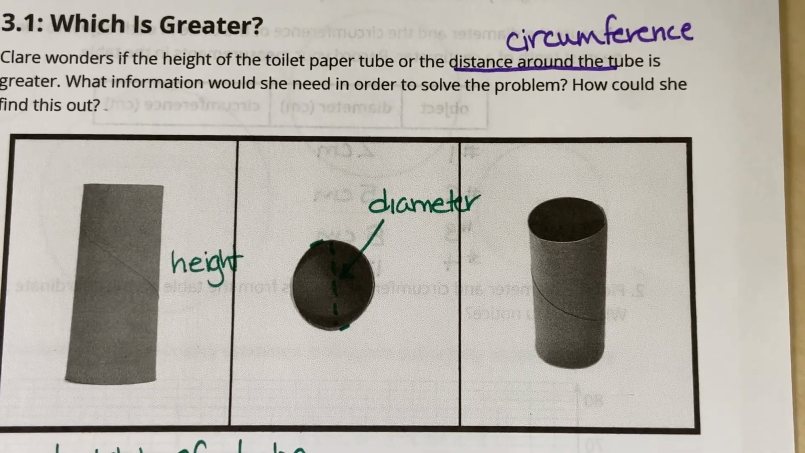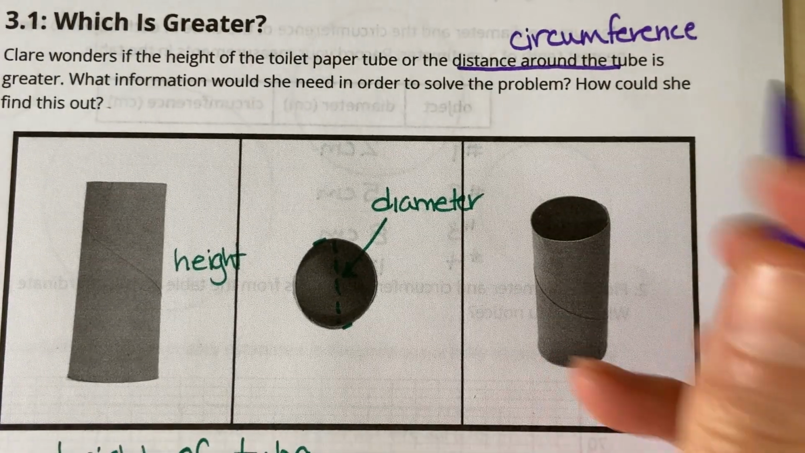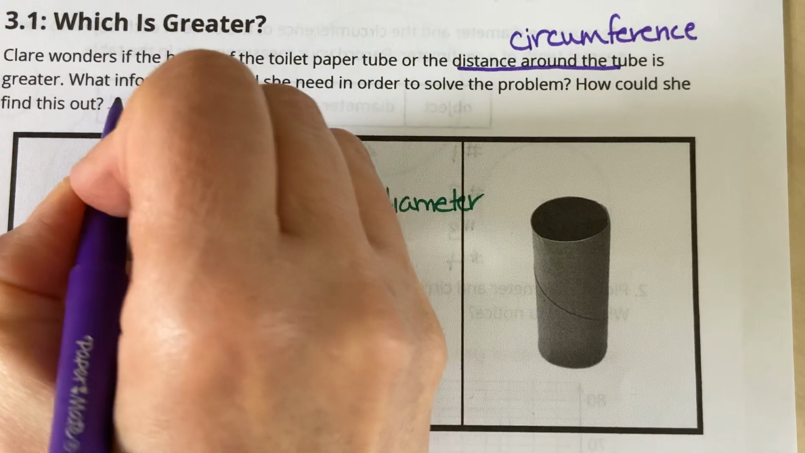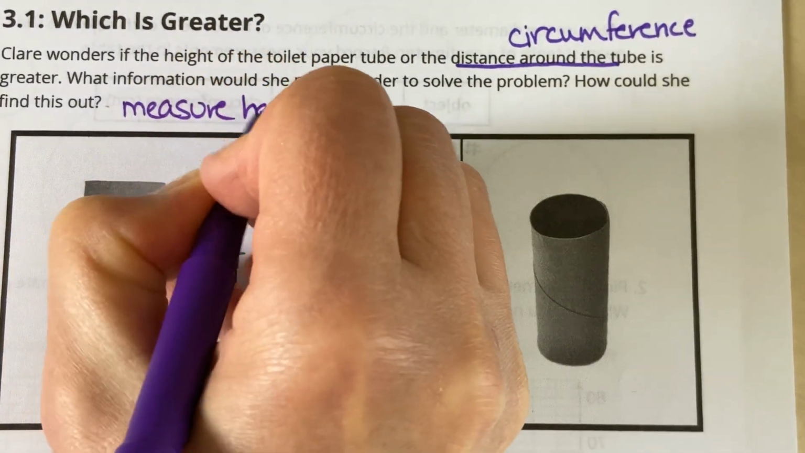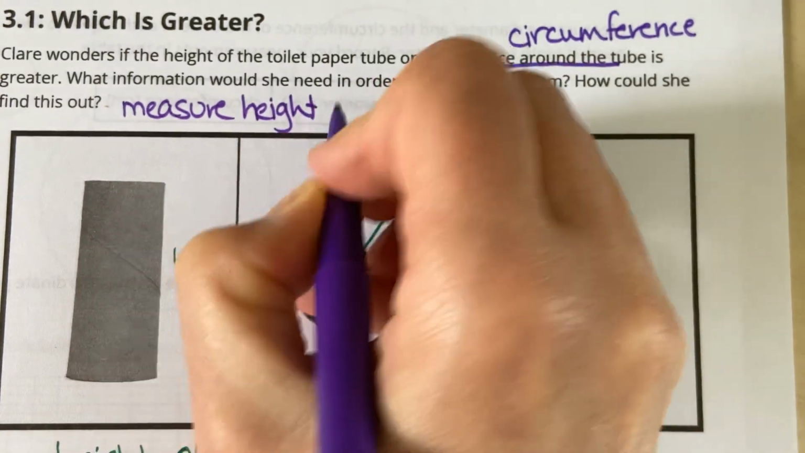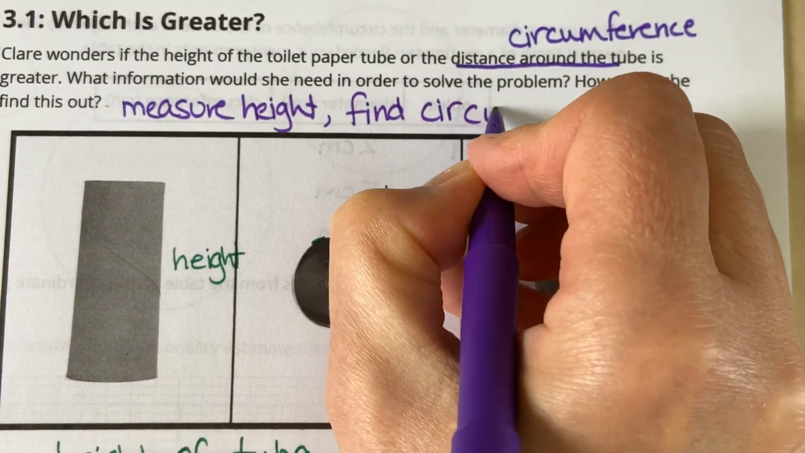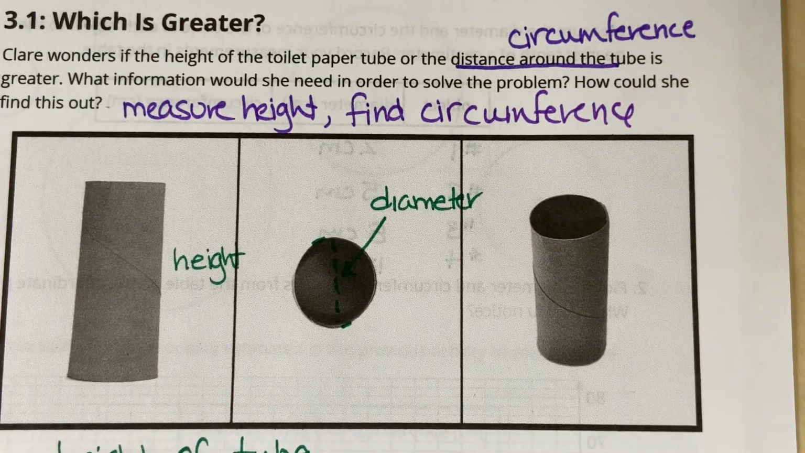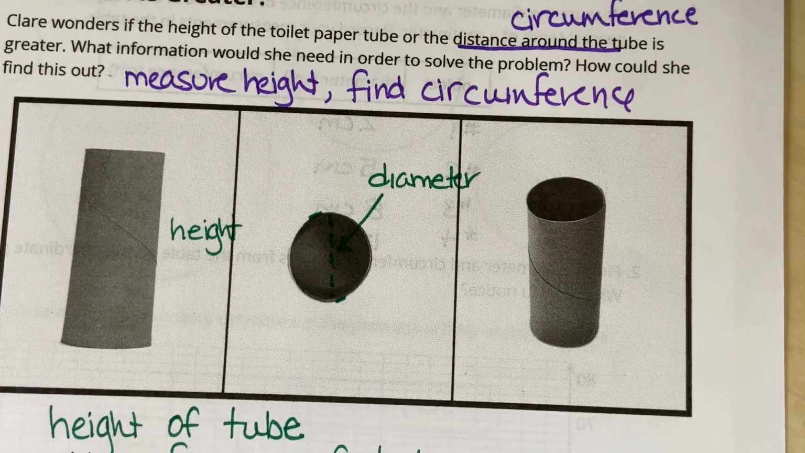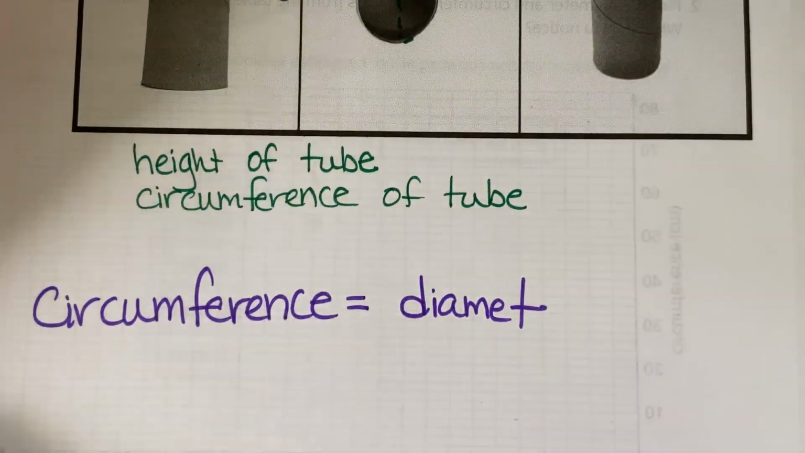How could she find that out? Well, I could measure the height. And I would have to find the circumference, and then I would compare them. So the key thing you're getting out of here is how do you find the circumference?